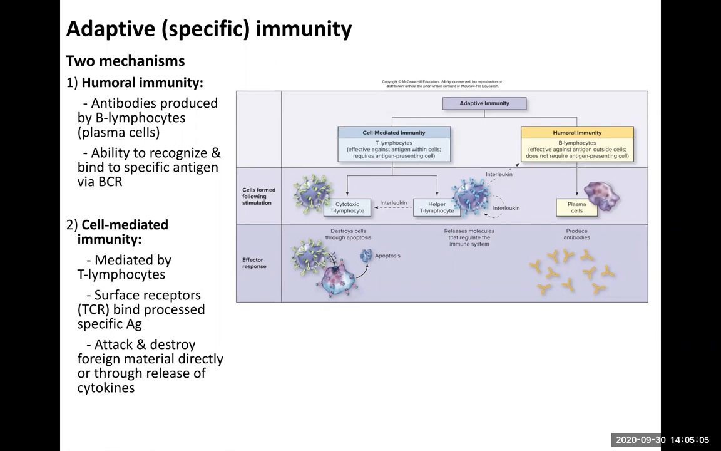T cells also recognize specific antigen through their specific receptors called T cell receptors. However, one of the big differences between B cells and T cells is that T cells cannot recognize free antigen. T cells have to recognize their specific antigen in the context of the MHC molecule. Their T cell receptor can only recognize antigen presented to that receptor in the context of MHC. So T cells do not recognize free antigen. Only B cells are able to do that.